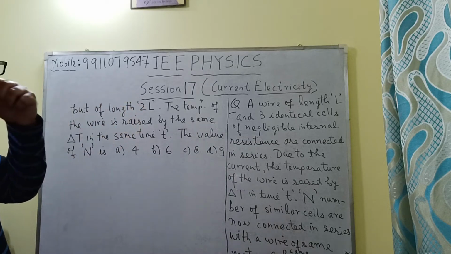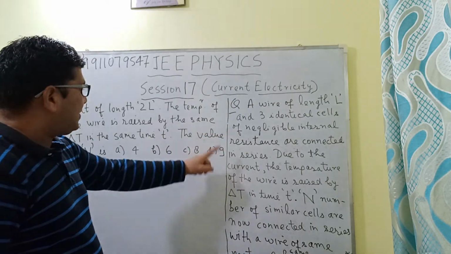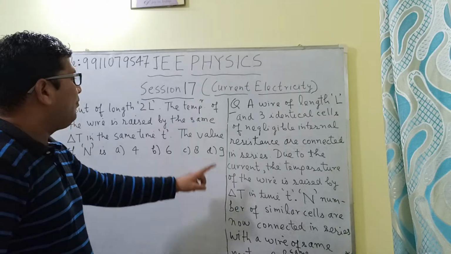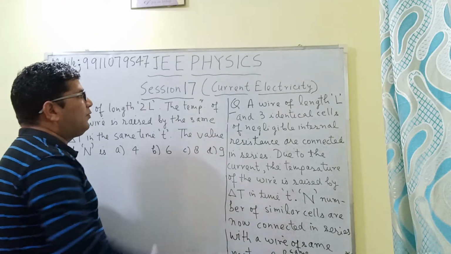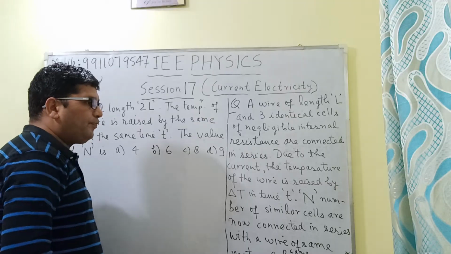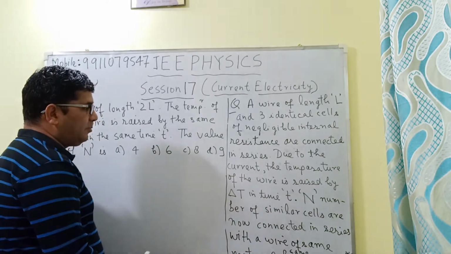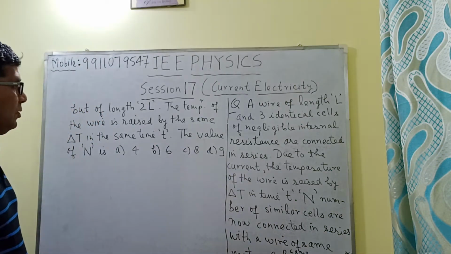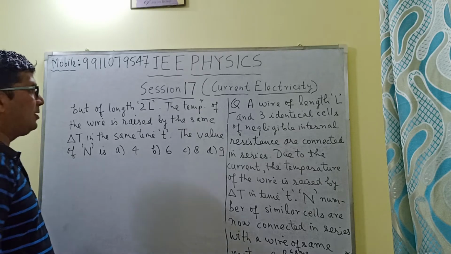The chapter is current electricity, and the question which I have taken for this session is written on this board. This is a very easy question. However, I have taken this question for this session because it involves the concept which we have studied in the chapter of heat and thermodynamics. And because of that reason, I have taken this question for this session.